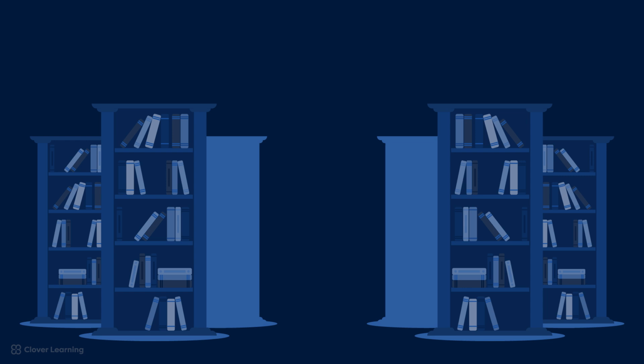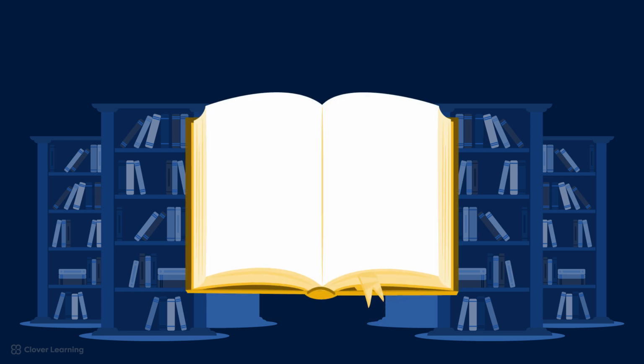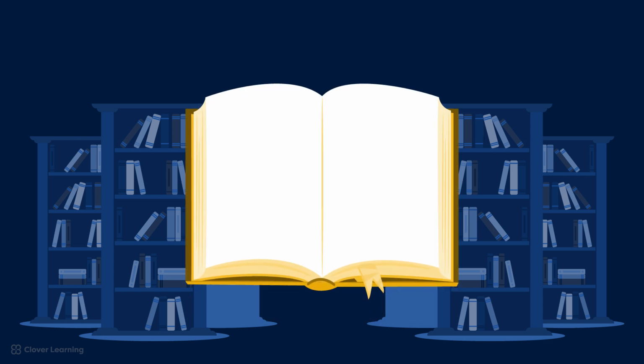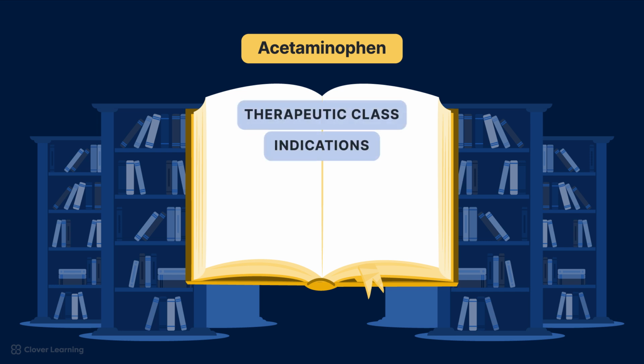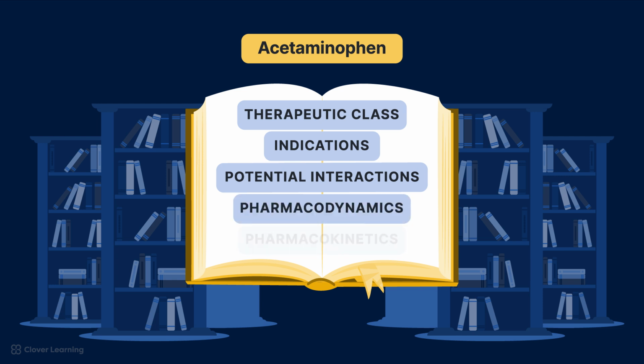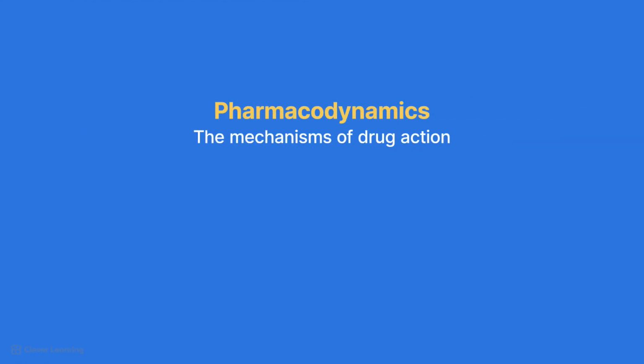Picture a massive library filled with hundreds of books. Each book contains all of the information pertaining to a particular drug. For example, when discussing acetaminophen, pharmacology provides information about the drug's therapeutic class, the indications for using the drug, and potential drug interactions. The pharmacological information also includes both the pharmacodynamics and the pharmacokinetics of the drug.